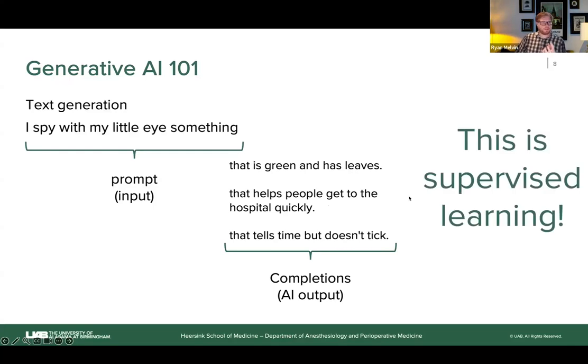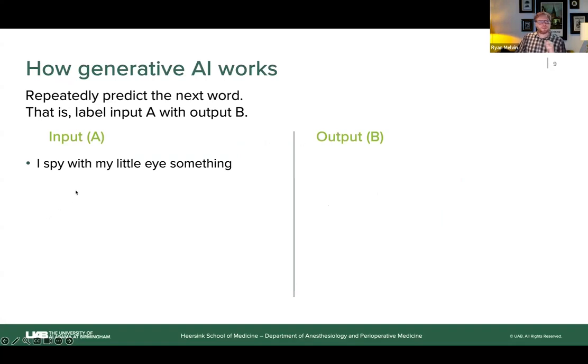And I'll show you exactly what I mean by that using this first example up here. So if we have input A, I spy with my little eye something, I would like to map that to output B, the next word. Technically the next token, I'm not going to get into that. We'll just say the next word for now.